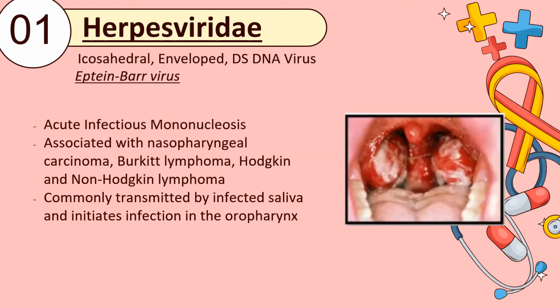The next virus under Herpesviridae is the Epstein-Barr virus. This is the causative agent of acute infectious mononucleosis. The virus is also associated with several diseases such as nasopharyngeal carcinoma, Burkitt's lymphoma, and Hodgkin's and non-Hodgkin's lymphoma. They are transmitted by infected saliva, which is why it is commonly known as the kissing disease. And it is also initiating oropharynx infection.